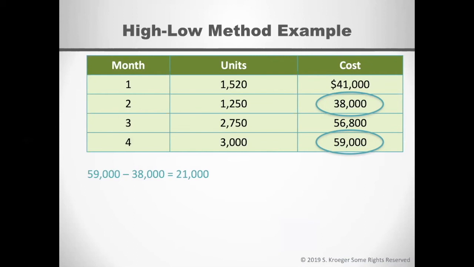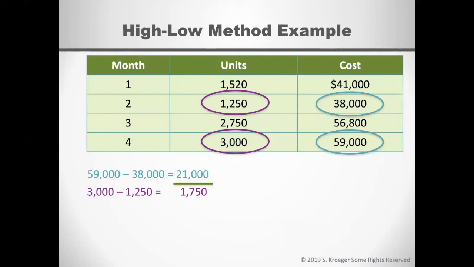Next, we will subtract the highest and lowest units, which is the business activity. What are they? The highest units is 3,000 and the lowest is 1,250. We will subtract these two numbers to find the denominator. 3,000 minus 1,250 equals 1,750. Now we will divide these two numbers that we just calculated. 21,000 divided by 1,750 equals, you should get 12, which is $12 per unit. This is my variable cost per unit, meaning each unit extra will cost another $12.